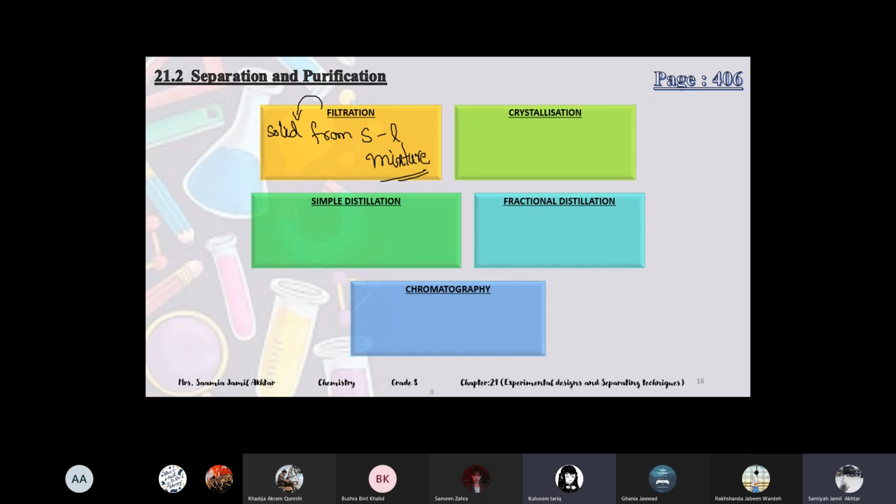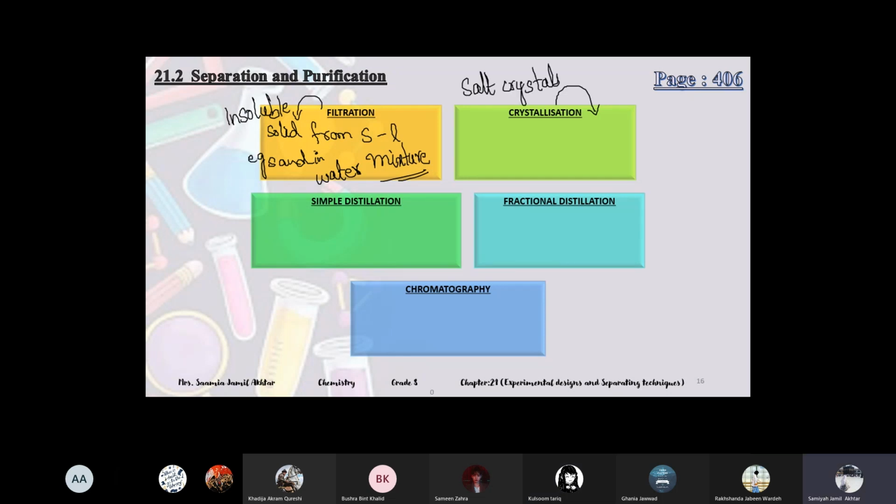Teacher, can you repeat what you just said? Yeah, I said that filtration is the method which is used to separate the insoluble solid from a solid-liquid mixture. For example, sand in water, or any insoluble salt in water. So we can separate it by using filtration. Insoluble solid.